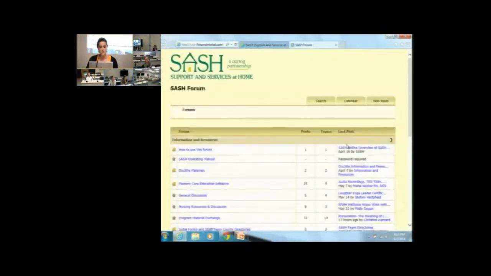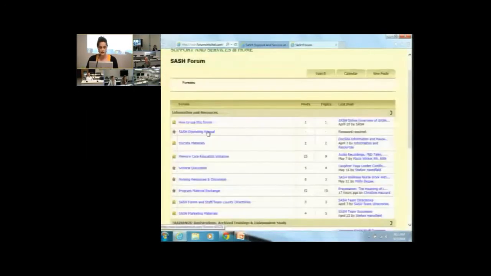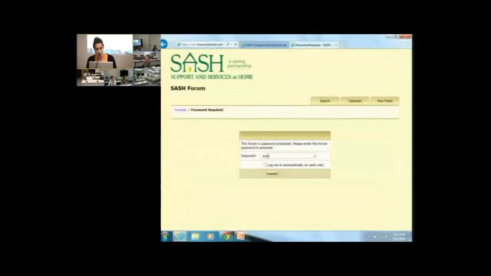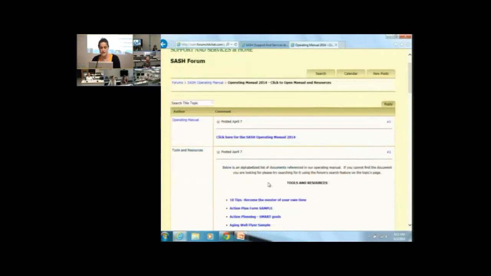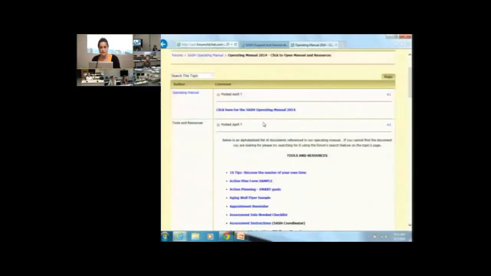And then in the SASH forum, the operating manual is a place you're going to want to go for everything on how to do SASH. The password is SASH user, top secret. Then you just click into the operating manual, and it brings up this PDF. This is where all those chapters are for you.